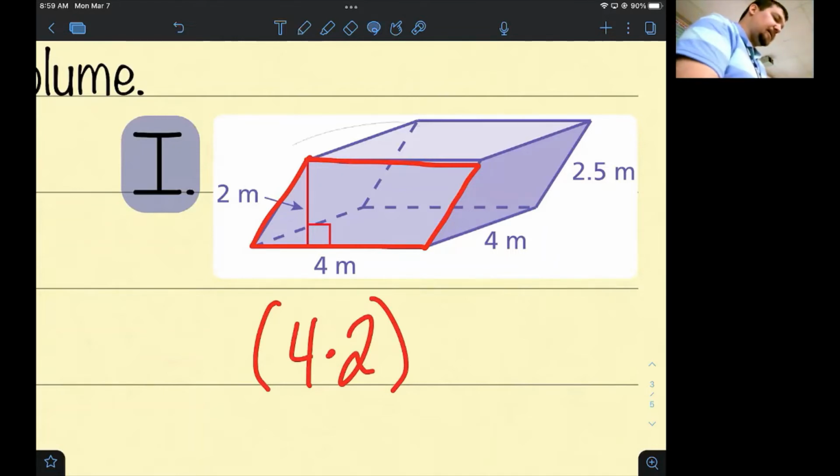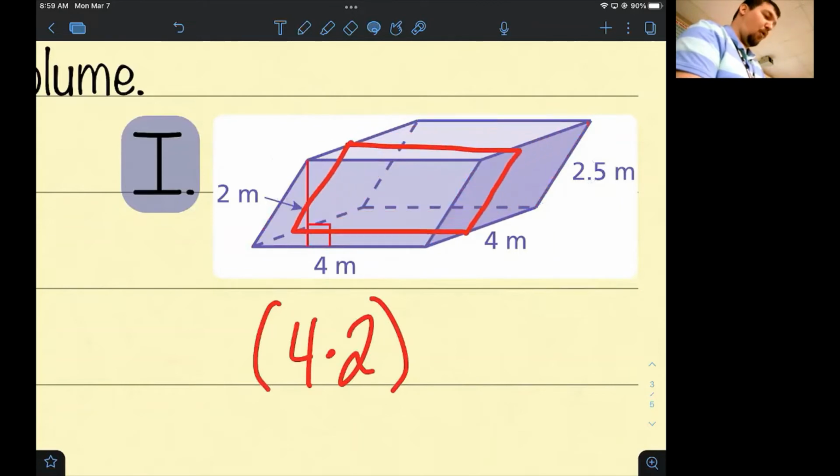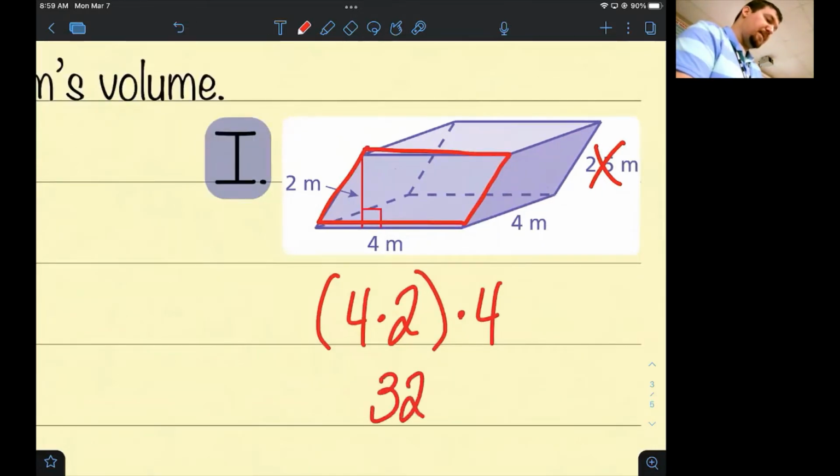What is the distance between that front side parallelogram and the one on the back side? 4. So that's my height of the prism, and I don't use the 2.5 at all because I'm not doing surface area. What's 4 times 2? 8 times 4? 32 meters cubed. That might be the hardest part of tonight's homework, trying to go back to using cubic units instead of going back to using square units.